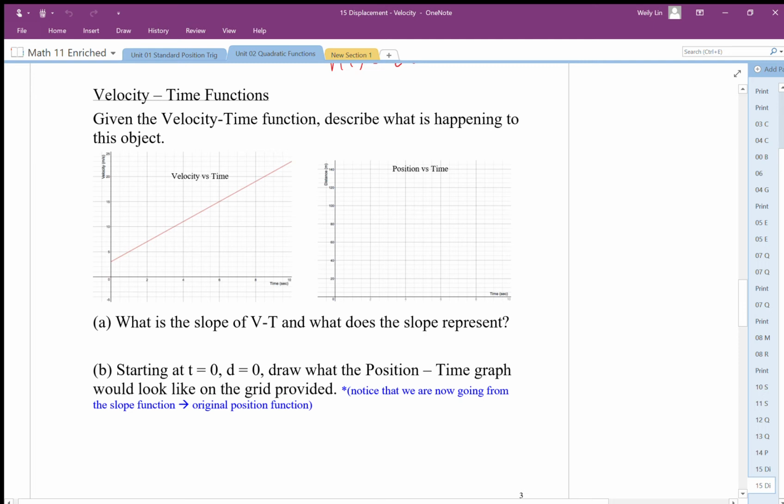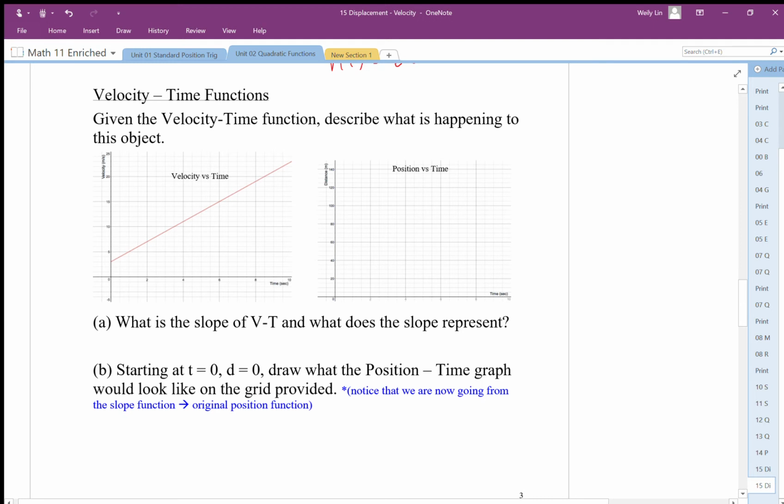So what would the position versus time graph look like? That's kind of hard to think of now. The position is going to go slowly up. It's always going up, but then it's going up faster. So it's going to maybe look like this. What we do know is that if this velocity function is linear, then the position function is probably going to be quadratic. So that curved line will probably make sense.